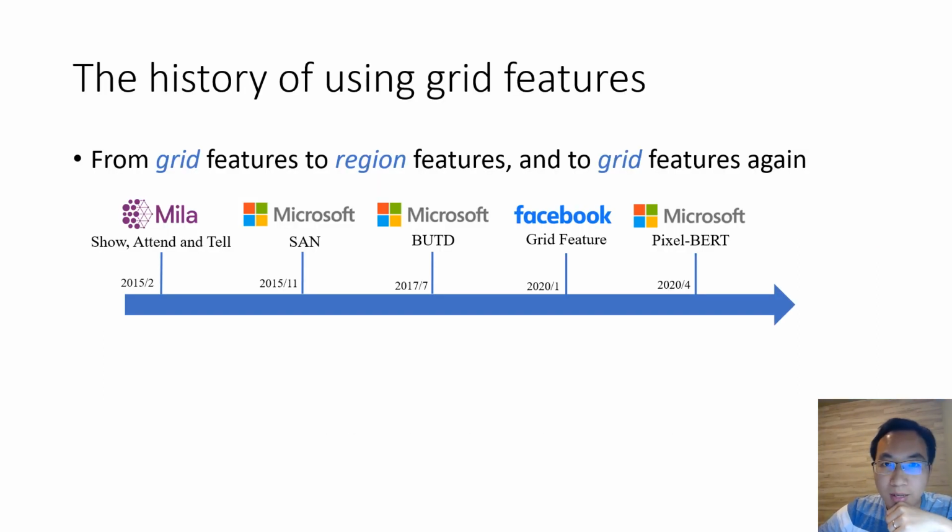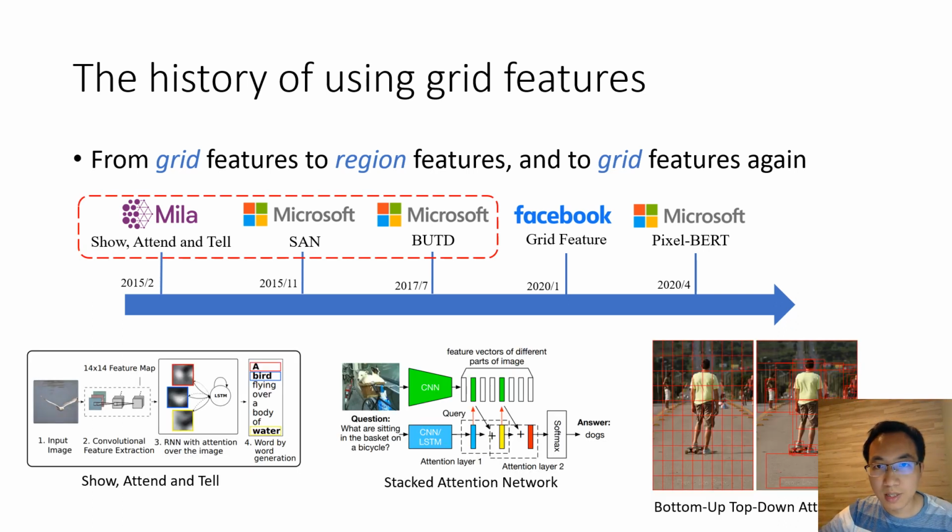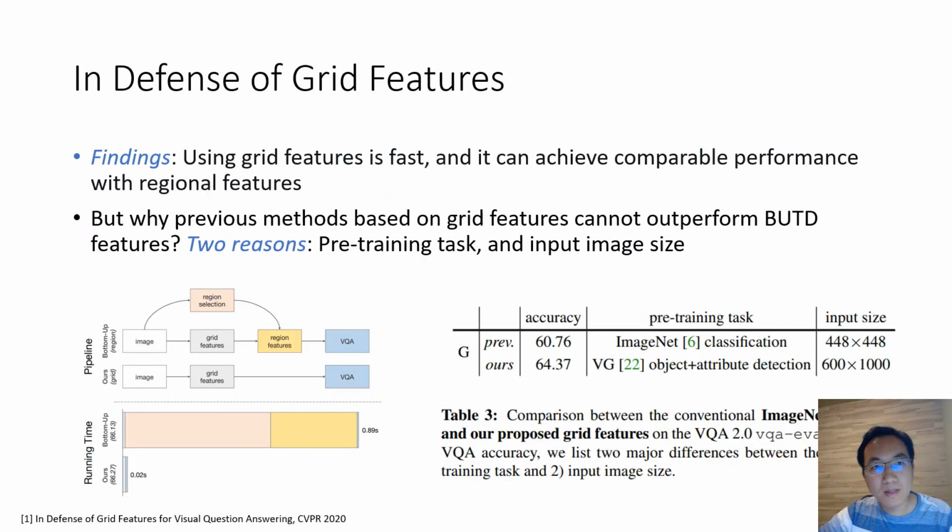First, let's have a brief review of how the community has moved from grid features to regional features, and now we are going to try to shift back to grid features again. In the CVPR 2020 paper, In Defense of Grid Features for VQA, the authors have shown that compared with object detection, which can be very time-consuming, using grid features is very fast. And by designing careful experiments, they show grid features can achieve comparable performance with regional features.